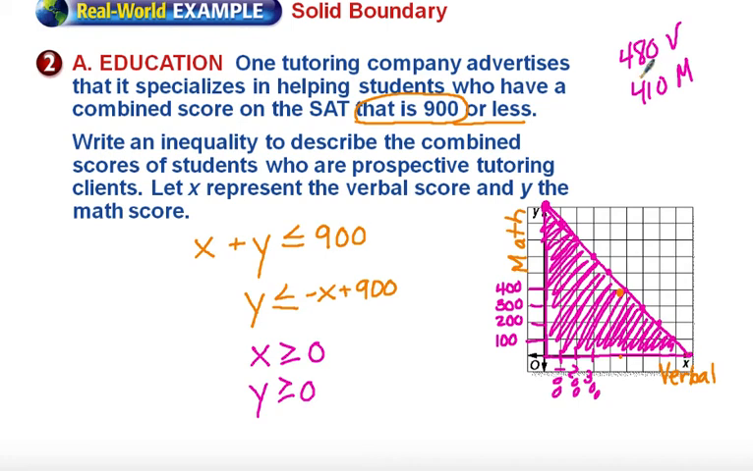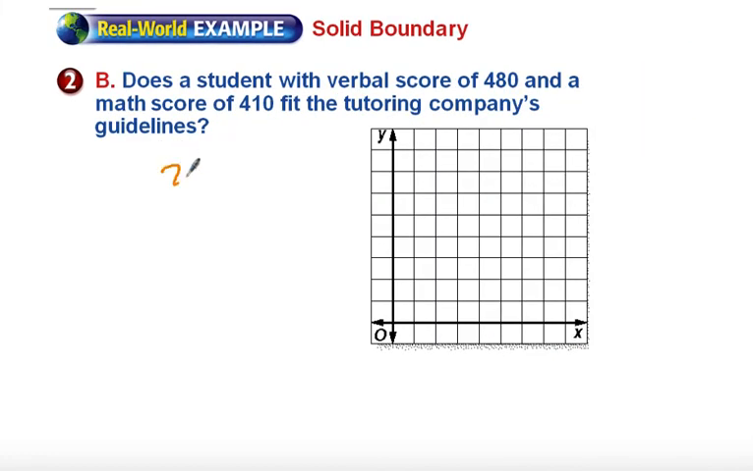Another way I can do this is really kind of add those two together and make sure that we fall into that less than or equal to 900 category, which is about 890. So to answer their question, yes, they would qualify for tutoring.